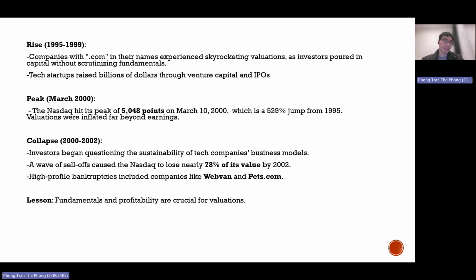And what's the lesson here? It is that fundamentals and profitability are crucial for valuations, and just don't invest by riding the hype, just by jumping on the bandwagon. And please do your due diligence before investing in any company.